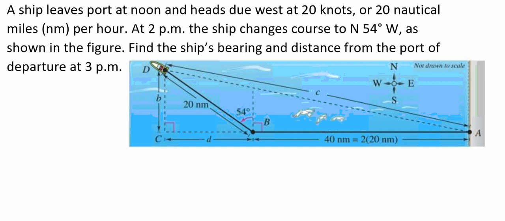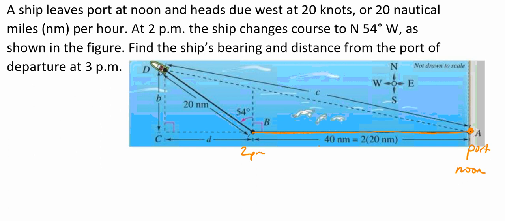So let's first talk about the movement of the ship so we can see it. So here's our port. We're going to go west at 20 knots. Now we left at noon and we didn't turn until 2 p.m., which means we did 20 nautical miles an hour for 2 hours, which is a distance of 40 nautical miles.